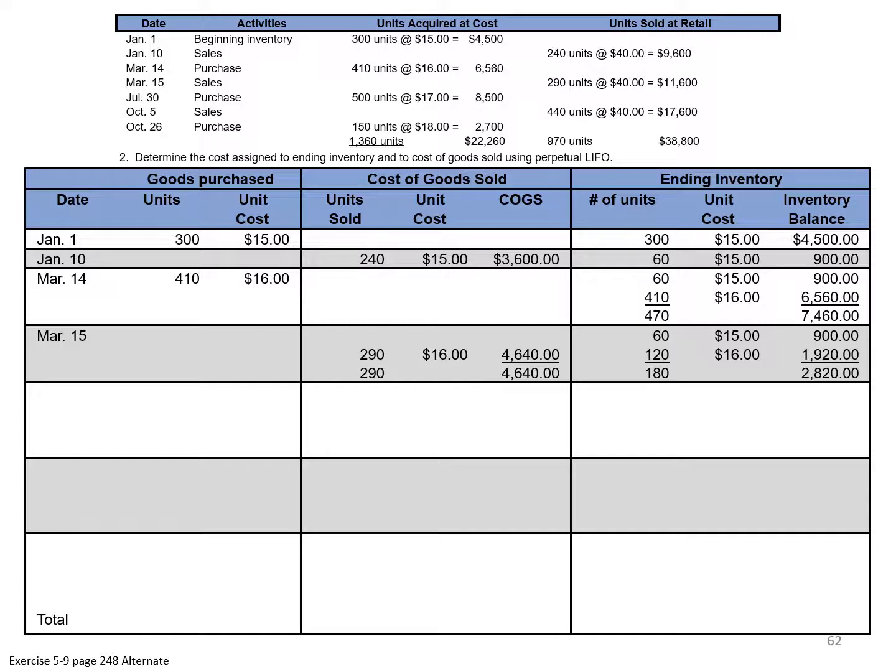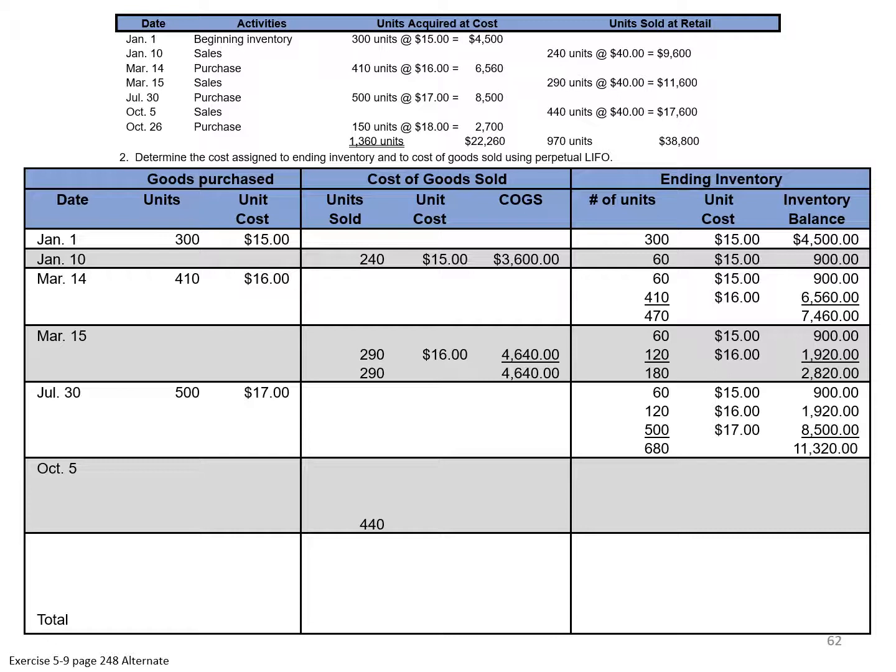So that's 180 units at $2,820 in ending inventory. Then we purchase on July 30th 500 units at $17 each. So we have our 60 left at $15 plus our 120 that are left over from our 410 purchase at $16 plus our 500 now at $17. So it's a total of 680 units at $11,320. Then on October 5th, we sold 440 units.